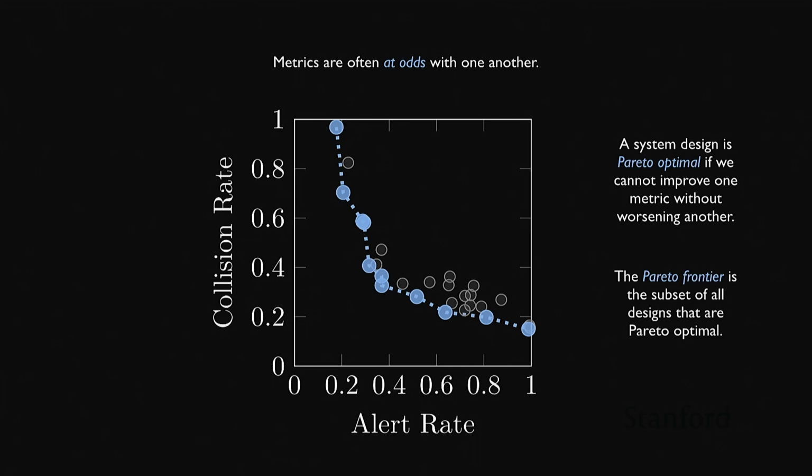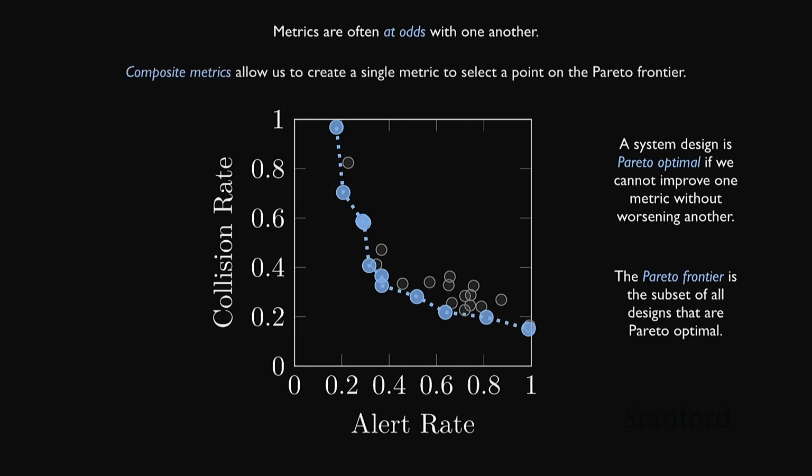Okay, and then all points that are Pareto optimal trace out this thing that we call a Pareto frontier. The Pareto frontier is just the subset of all designs that are Pareto optimal. And what composite metrics allow us to do is create a single metric that allows us to select one of these points on the Pareto frontier. Because just by looking at our metrics individually, we can't really distinguish which one is better.